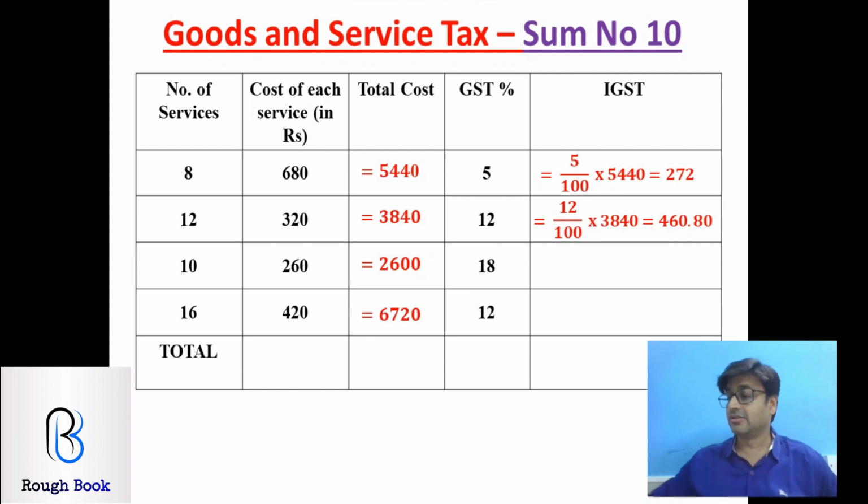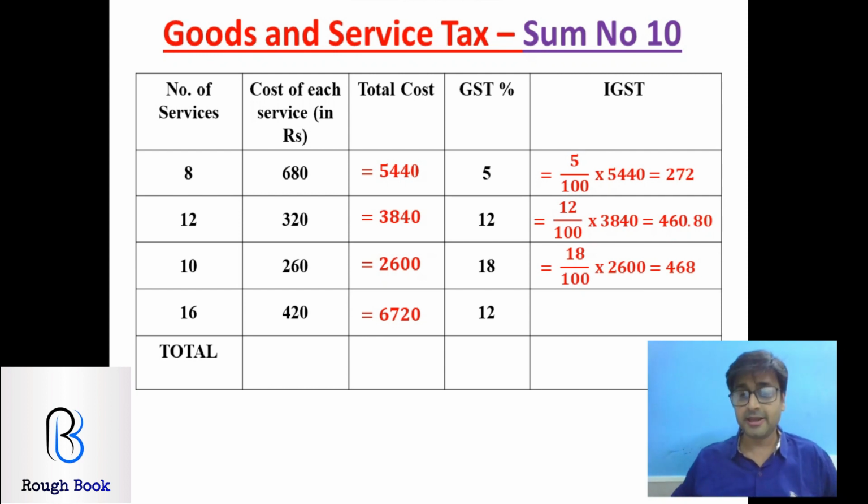2600, 18%. Now this I can't do mentally. So 26 into 18, I'll have to multiply. 8 6s are 48, 16 plus 4, 20. 6 and 2, so I get 468. Oh, I actually used the paper. I was not good with mental math here.